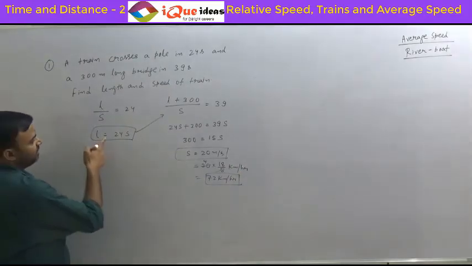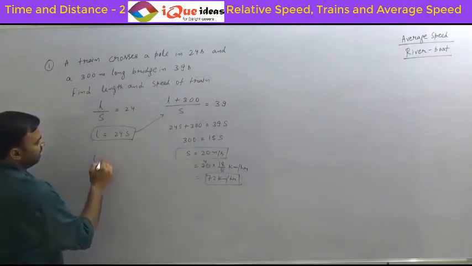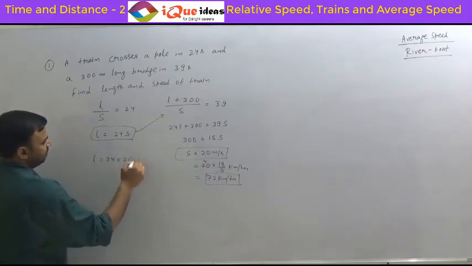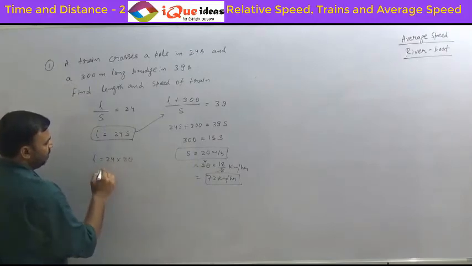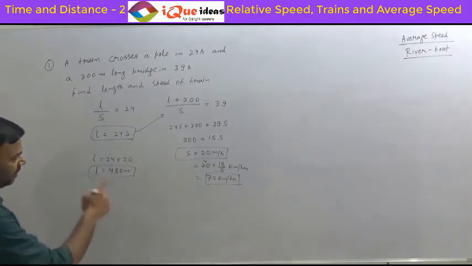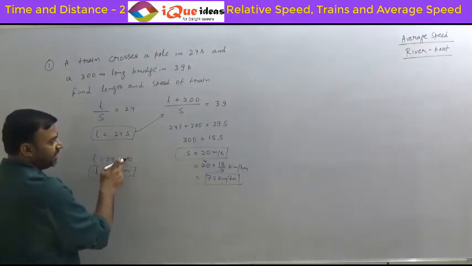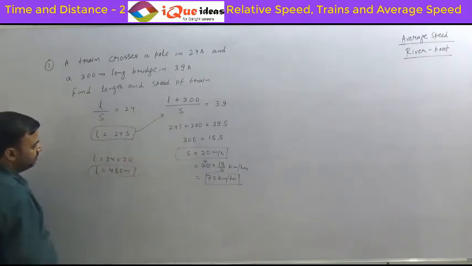To find length of the train, you have already found the value of S in meter per second here, put it here. So you get length of the train as 24 into 20 meter per second. So 24 seconds into meter per second. That will give us 24 into 20, that is 480 meters. So length of the train is 480 meters and the speed of the train is 72 kilometers per hour or 20 meters per second. Be careful, don't put 72 here in place of S, right? Because this 24 was in seconds. So the value of S will be 20.